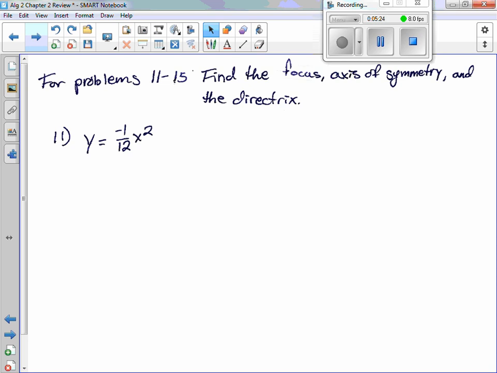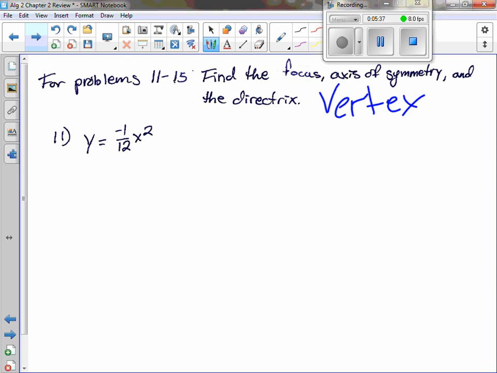11 through 15. I'm going to include vertex on this. This is our y equals 1 over 4p times (x minus h) squared plus k. Vertex is h comma k. Focus is h comma k plus p. Is that what y'all have written down? Yes.